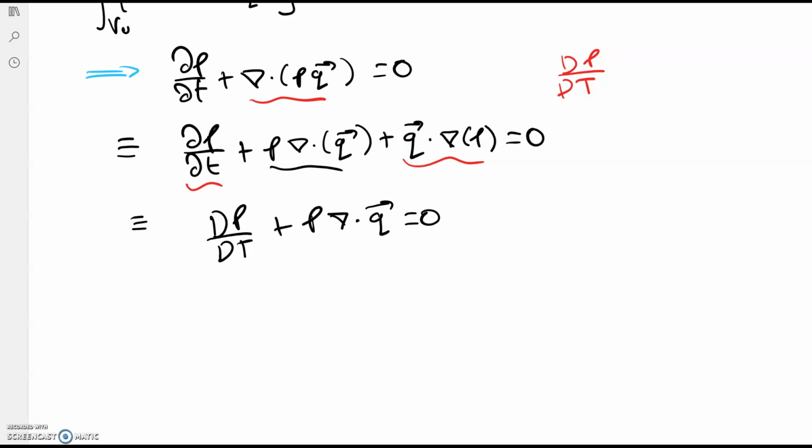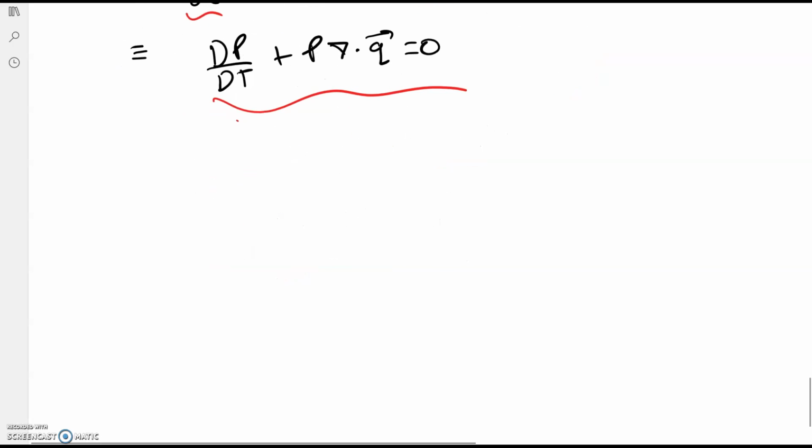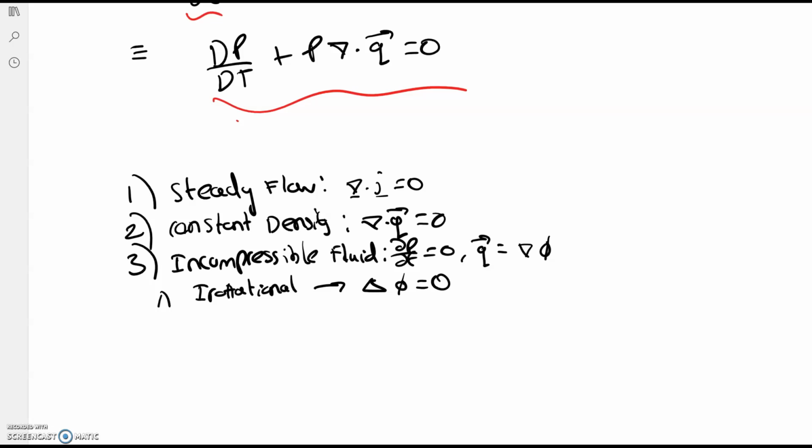And hence this is now the continuity equation. And we have three different variants. The first variant is steady flow. The second variant is constant density. And the third variant is incompressible fluid, that leads to the Laplacian when it's irrotational.